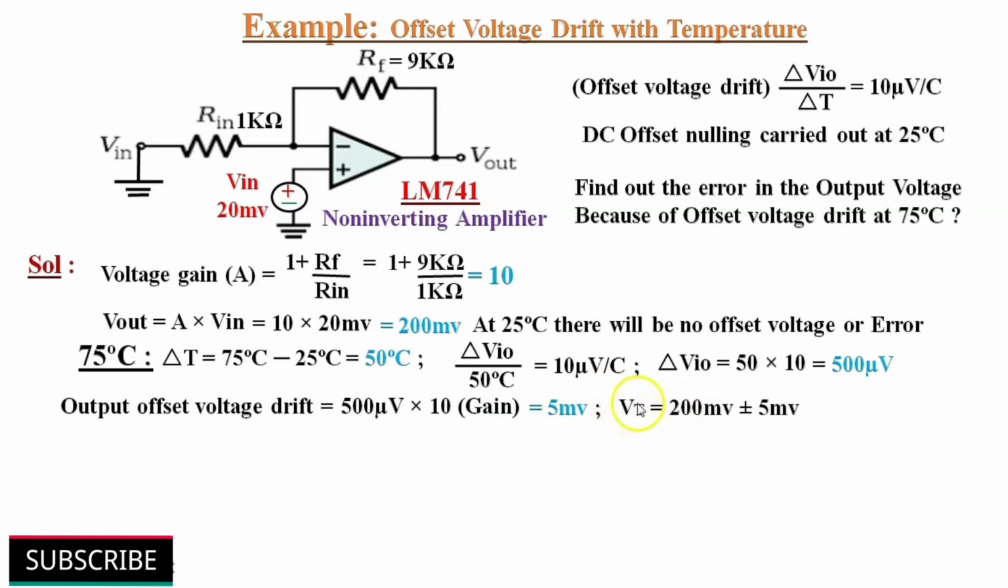Total output voltage after offset voltage drift Vt is equal to 200 millivolt plus or minus 5 millivolt error. Here also it is plus or minus because it is very hard to predict the polarity of this error. We get output voltage 195 millivolt or 205 millivolt at 75 degrees centigrade. That's all about offset voltage of op-amp and their calculations.